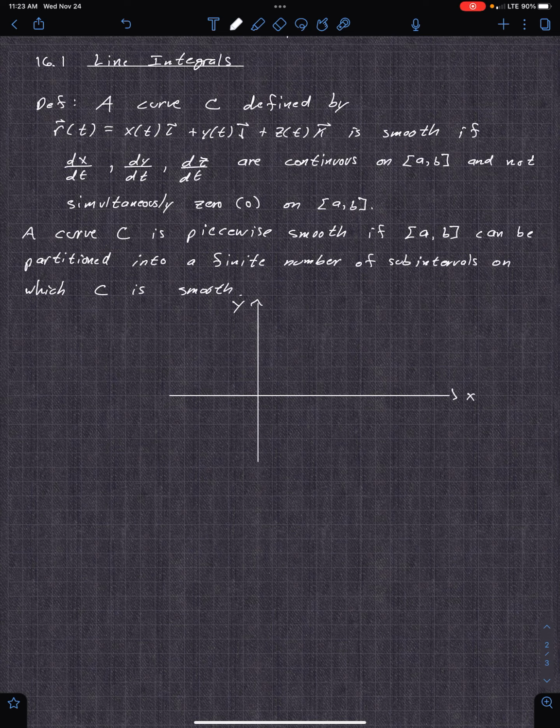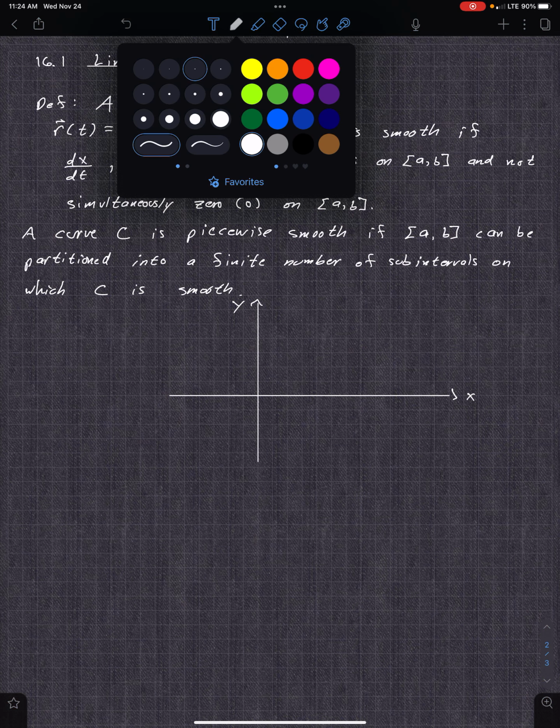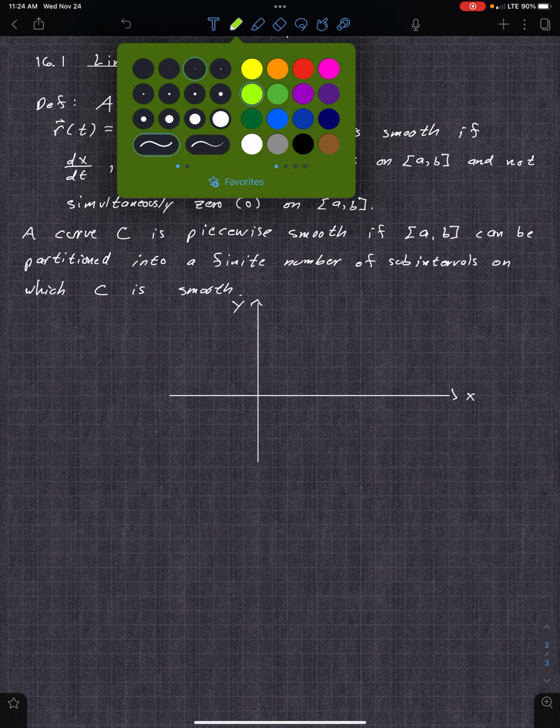Now let's go over 16.1, which is on line integrals. So go ahead and write down this definition. First, we'll talk about a curve and it being smooth. You've seen this definition defined using the rectangular function, and that it's smooth for the normal situation we've looked at in the past.